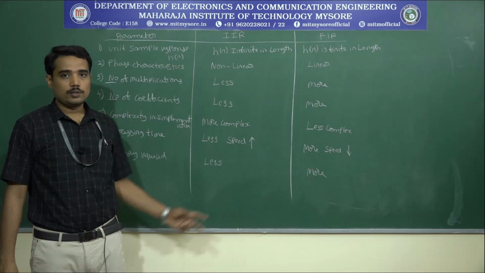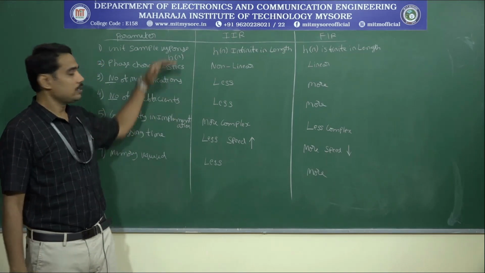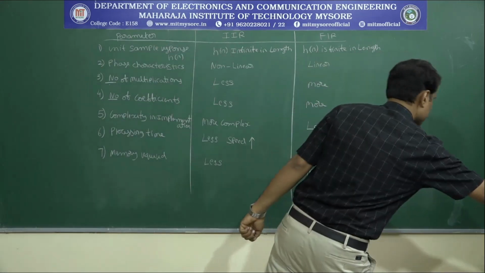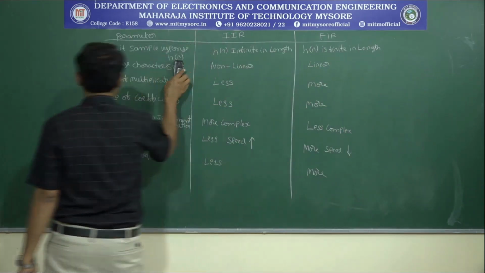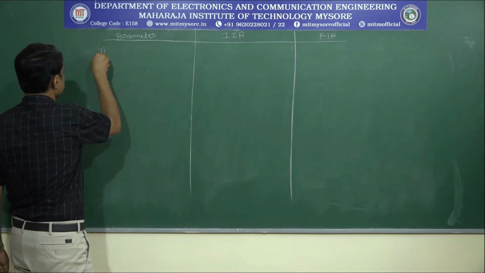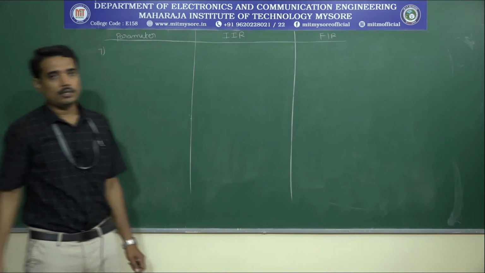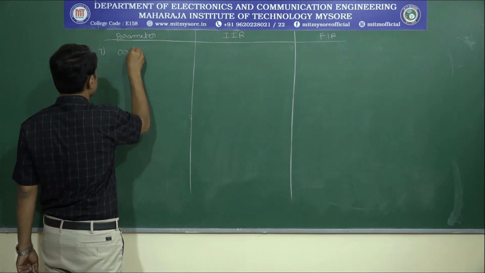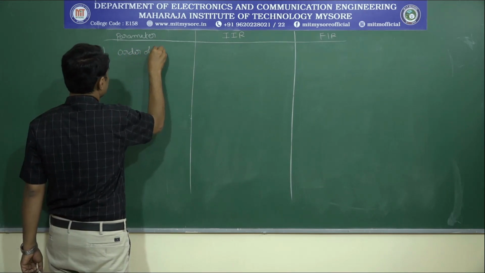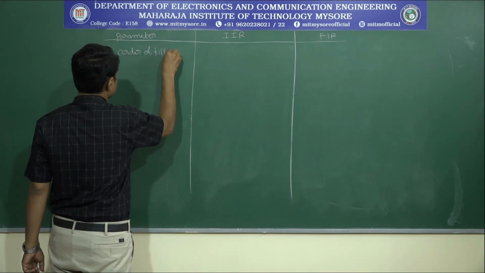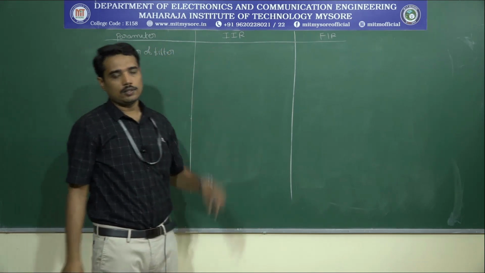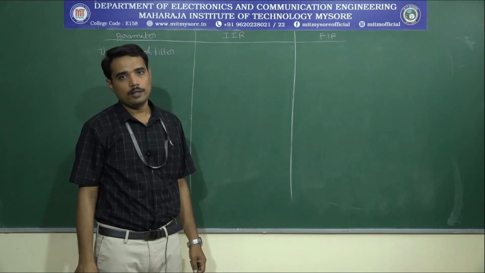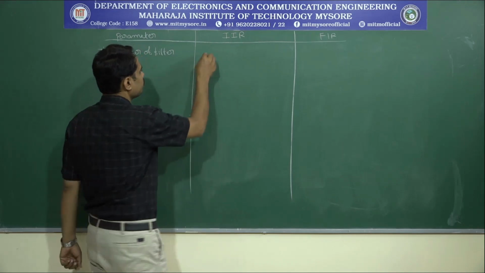We have two more parameters left. I will write from the beginning. Next parameter is order of filter. In case of IIR, a lower order filter is required. In case of FIR, we need to have higher order filters.